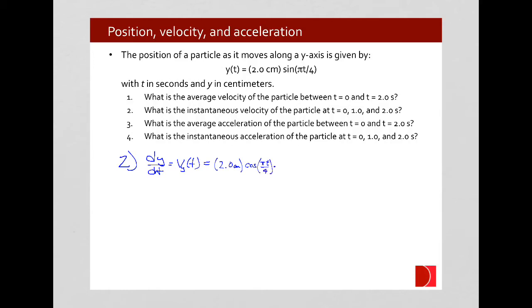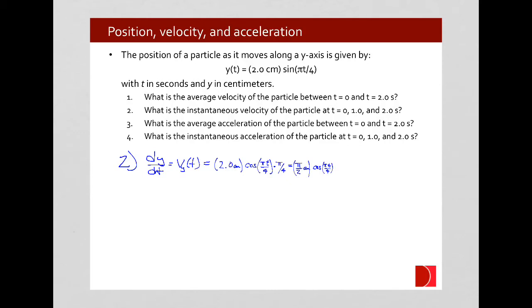And then we must multiply by the derivative of what is inside the function to follow the chain rule. So we can simplify this. We see we have pi over 2 centimeters times cosine of pi t over 4.